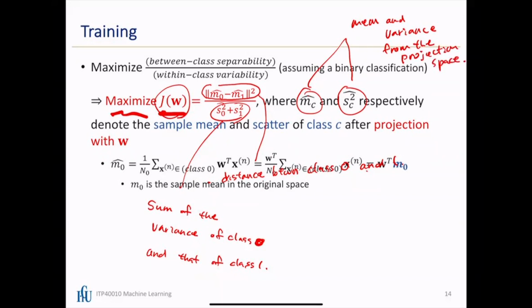So this is different from the data from the original space. From now on, we are talking about two different spaces: the projection space and the original space. In the projection space, we quantify things with the hat. In the original space, we do the corresponding concept without the hat. So given that, let's move on.